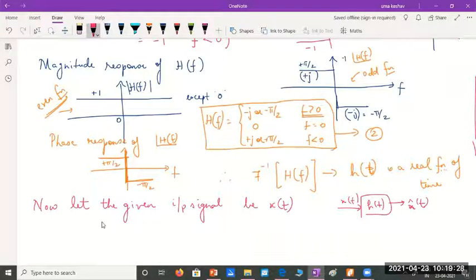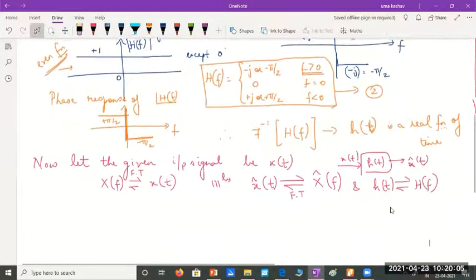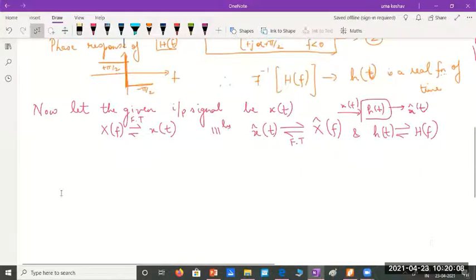So let it be x of t and let X of f be the Fourier transform of x of t. So x of t and X of f are Fourier transform pairs. Similarly, I'll consider x cap of t is the Hilbert transform of x of t. x cap of t is the Fourier transform pair with X cap of f, and h of t is the Fourier transform pair with H of f. All these we have considered. Okay. Now, how do I find?